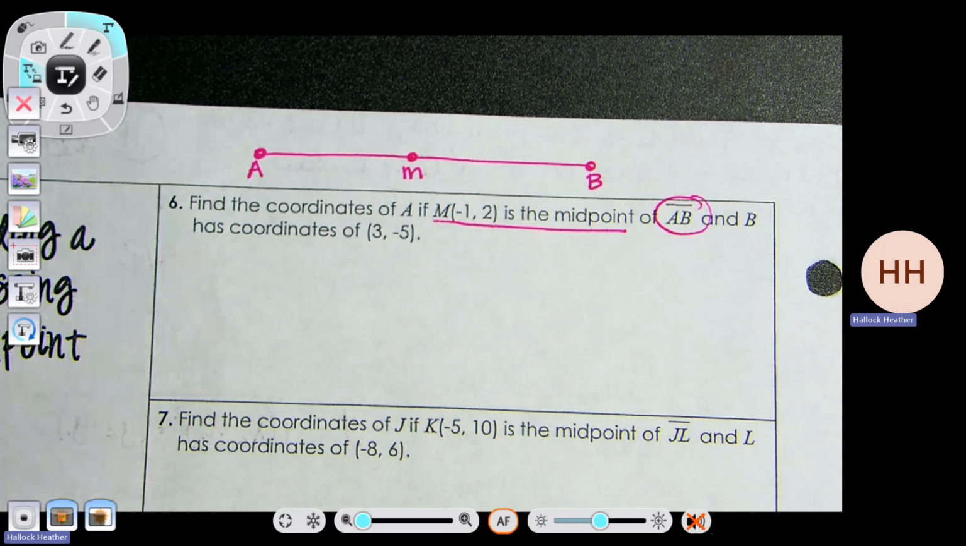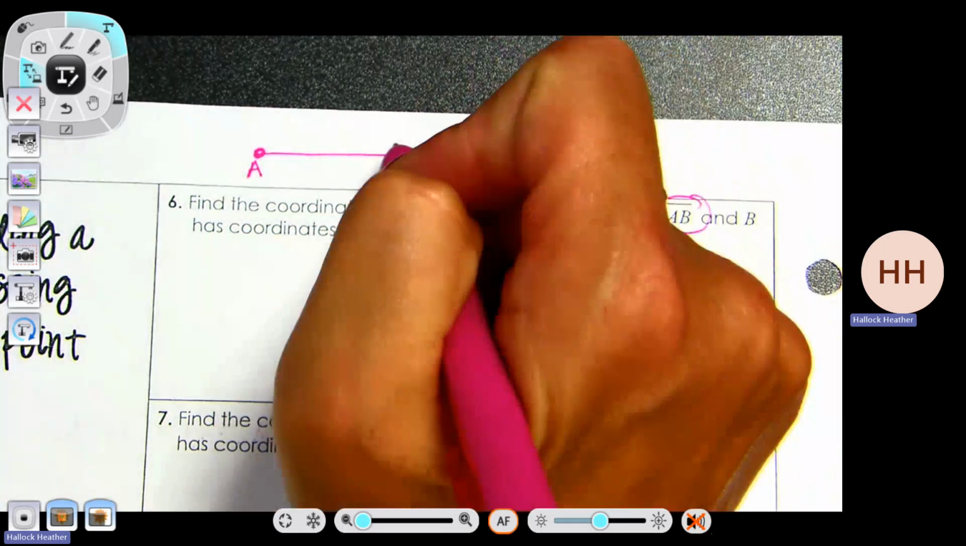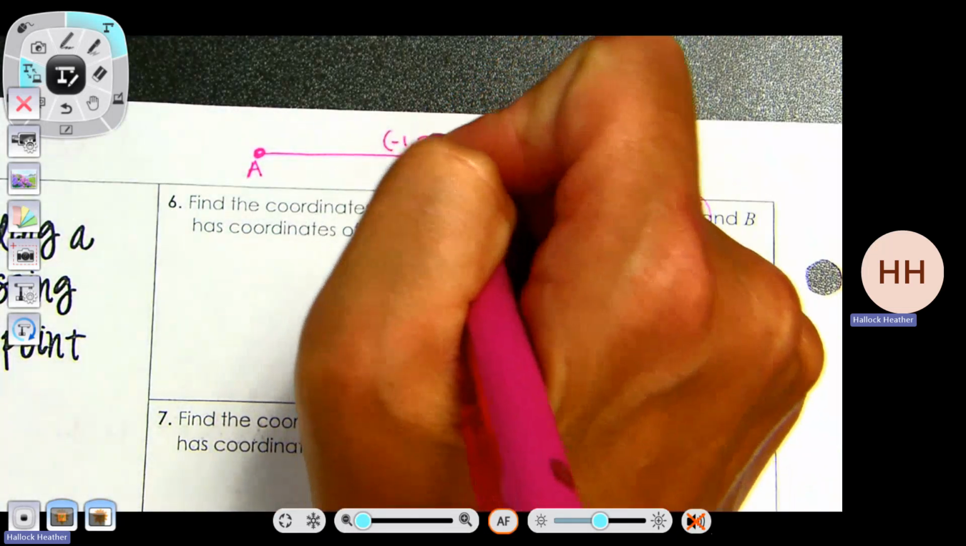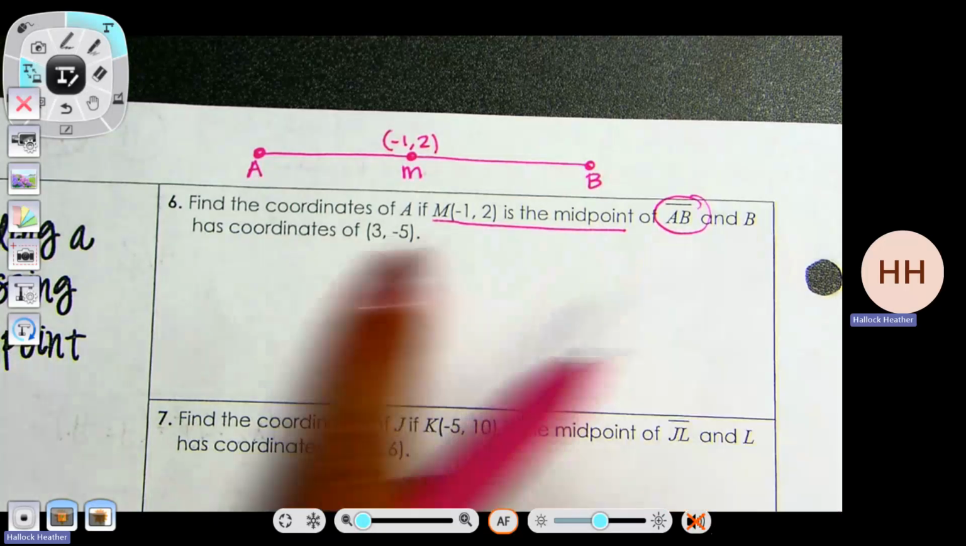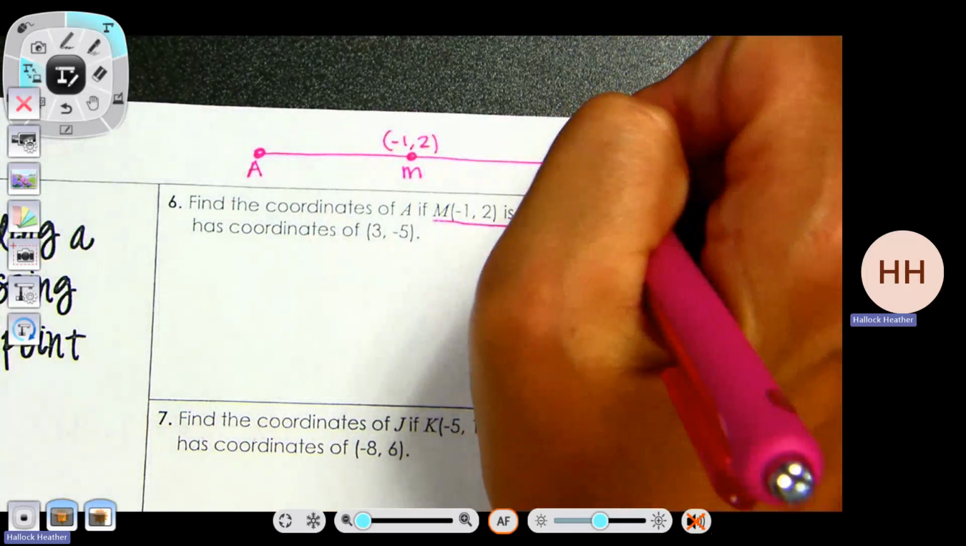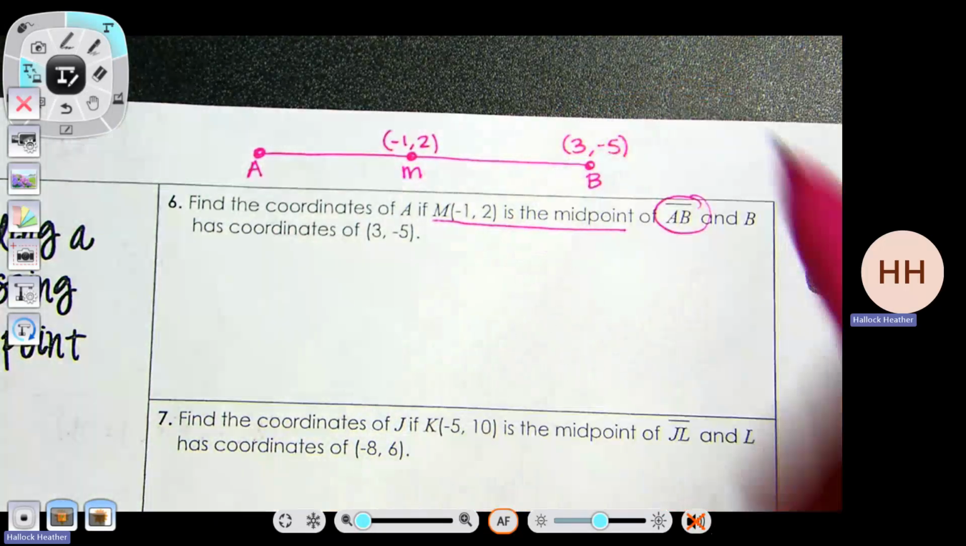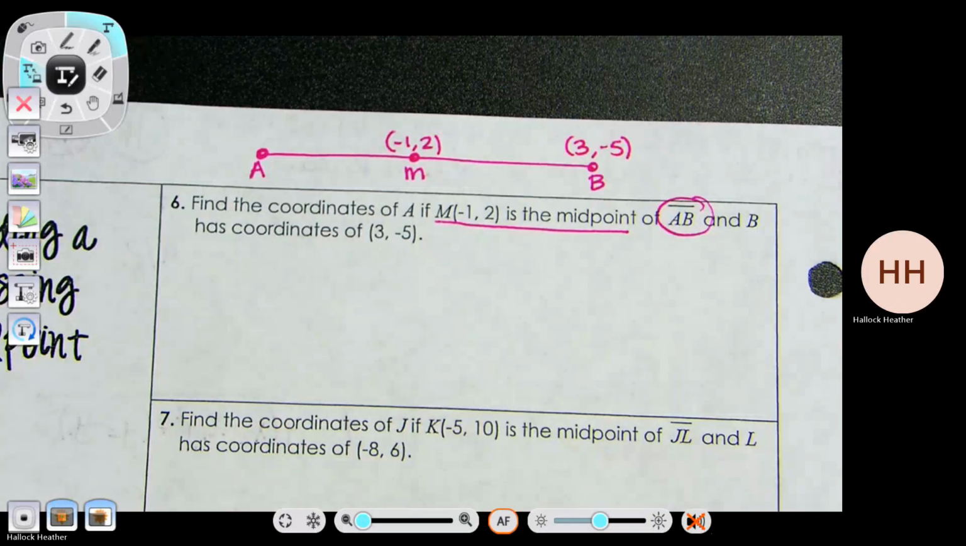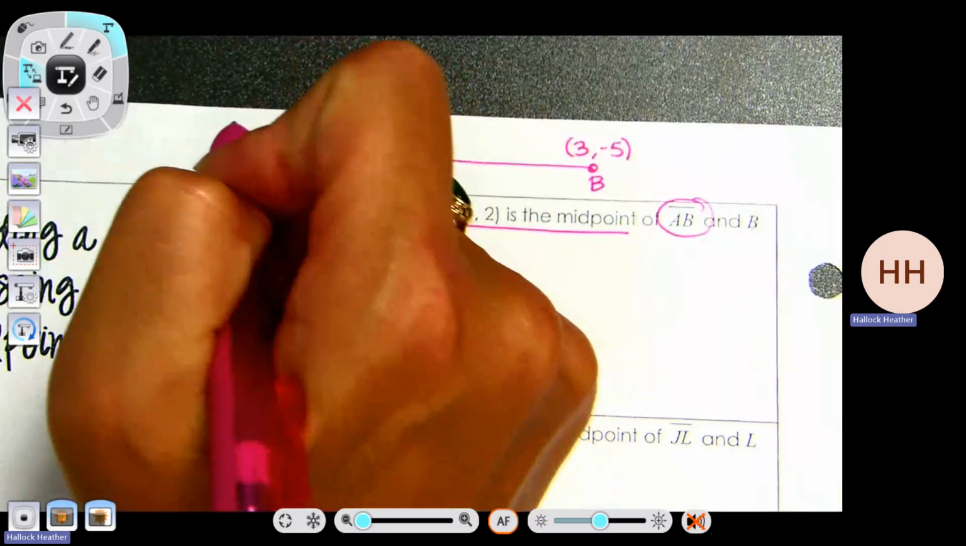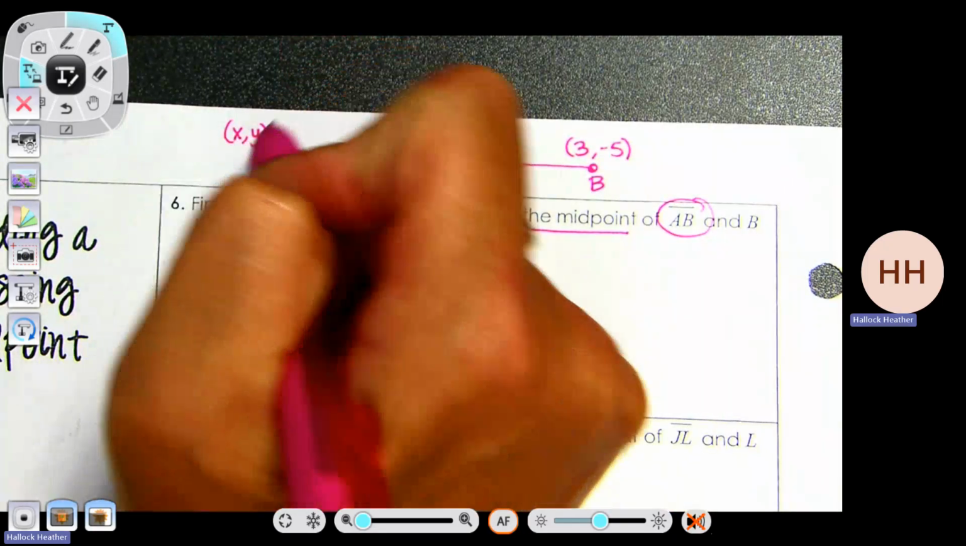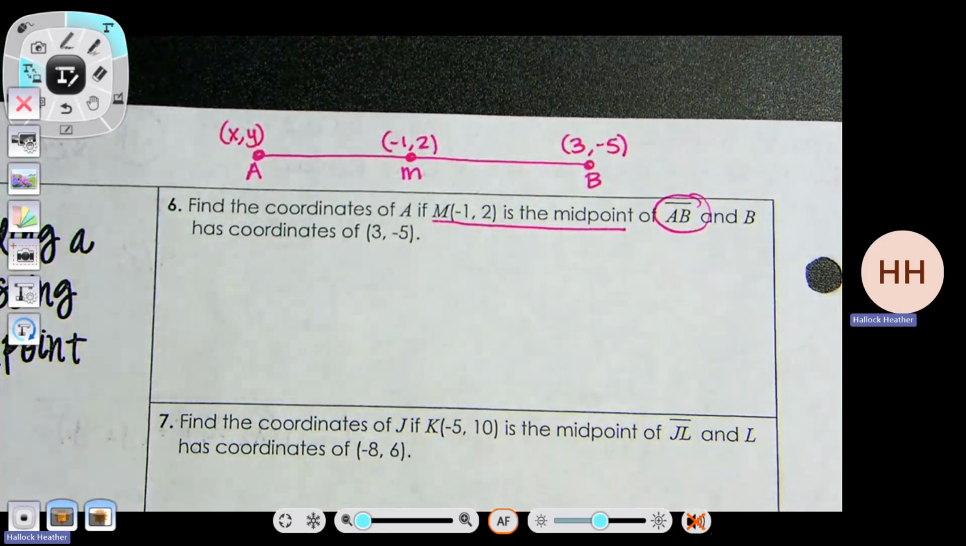Okay, M is at (-1, 2), and then B has coordinates (3, -5). We're going to call this coordinate A, what we're trying to find, X and Y.